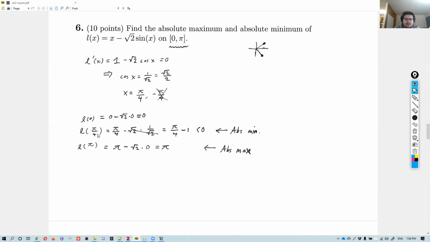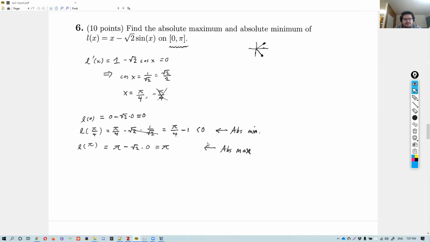And so we end up having 3 places that we want to plug into this L of x: 0, pi/4, and pi. When you do that, you get these values: 0, pi/4 minus 1, and pi. One thing to think about is that pi/4 minus 1 is actually a negative value, which makes sense because pi is 3.14, so pi/4 is some number less than 1. When you subtract 1 away from it, you get something negative. So you can deduce that this value is negative without using a calculator. That tells you that this holds the absolute min, and the absolute max is going to be pi.